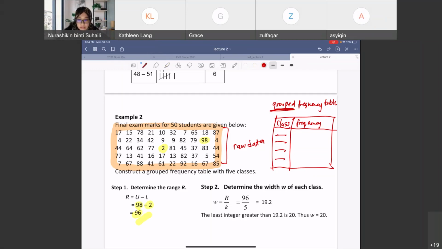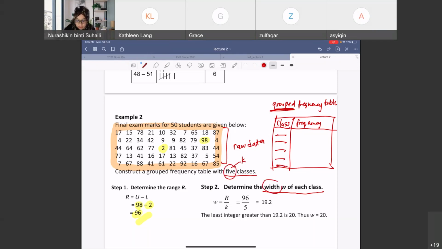And then what else? We have to determine the width of each class. So how are we gonna determine the width of each class? Let's say K. How is K? Oh, 5. Yeah. So it mentioned here, construct a group frequency table with 5 classes. Means that it should be 1, 2, 3, 4, 5 classes at the end that we want to create. And this 5 is mentioned in the question, that represents K value.